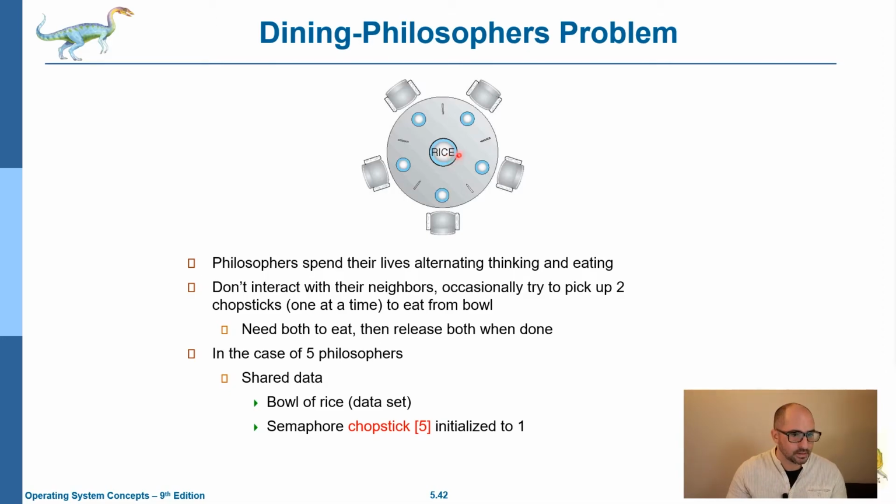So the problem is that if I'm the southernmost philosopher, I need the southwest chopstick and the southeast chopstick, and those may be held by the southeast or the southwest philosopher. I cannot eat unless I have both.